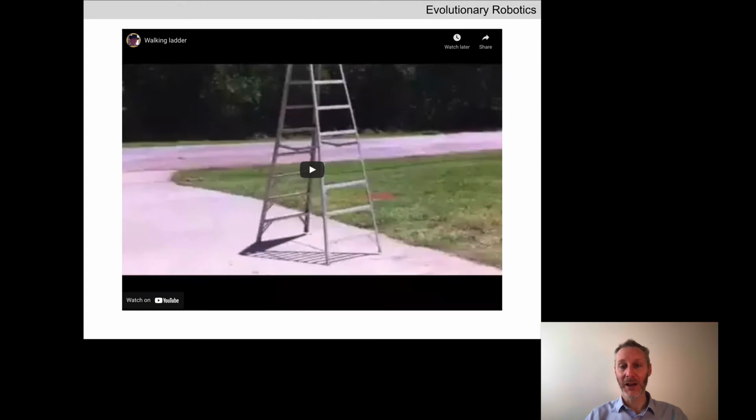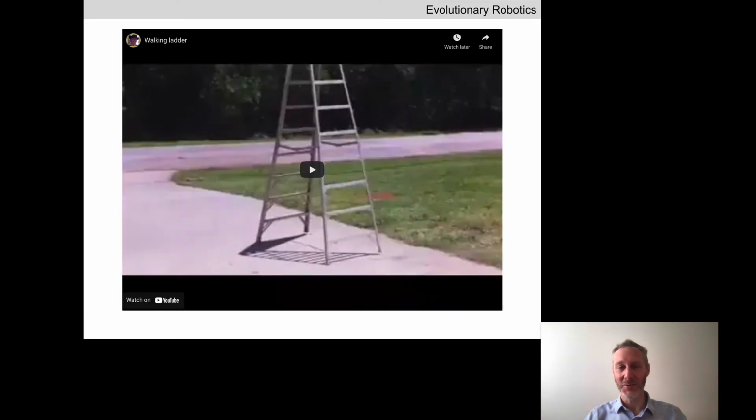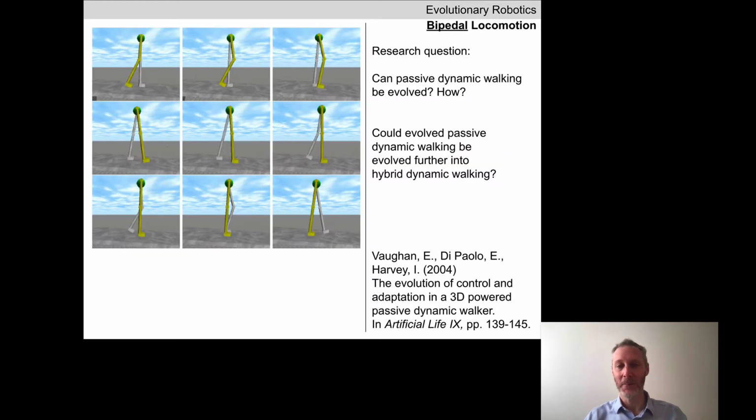Okay, we ended by looking at some other sort of exotic examples of mechanical devices that also exhibit passive dynamic walking. Okay, so what we're going to do this morning is look at a research paper, and as always, I've assigned this for the reading for today.